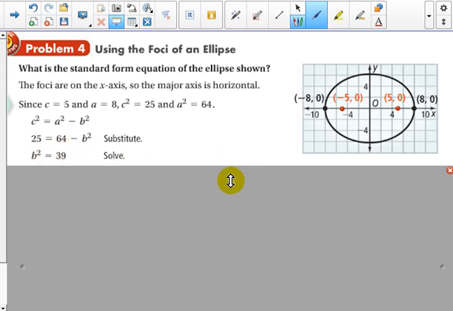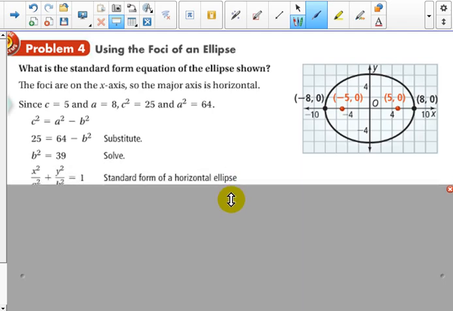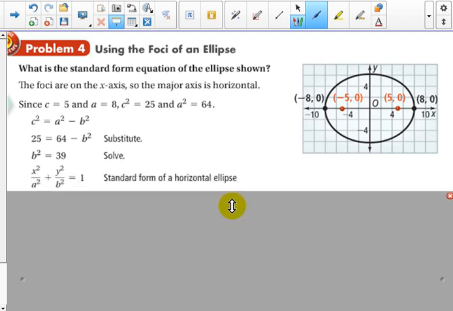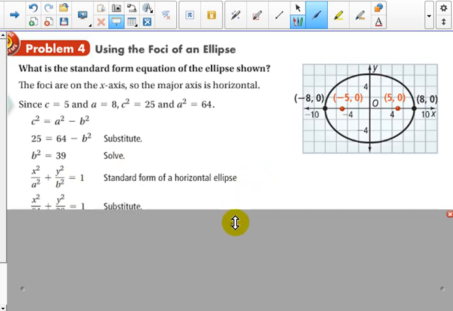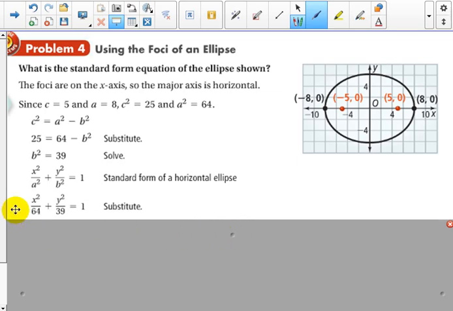And so now all we have to do is write our equation, the x squared over a squared plus y squared over b squared equal 1. So there's our standard form of a horizontal ellipse, what we started with yesterday. And now substitute 64 and 39, because see, we got our b squared. That's why we were doing all this, is to get our b squared. Now we've got our standard form of an ellipse.